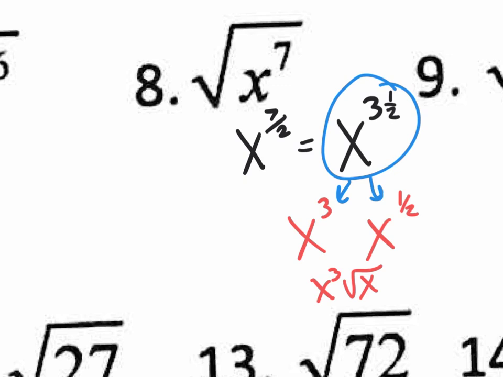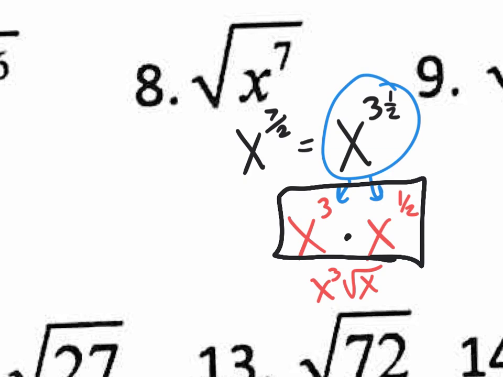Now, on certain tests or quizzes, if they say leave your answer in exponential form, then you would leave it like this, x to the 3rd times x to the 1/2. And again, some might say rewrite it in radical form, so you want the root. So it's the same correct answer, just written in different ways.